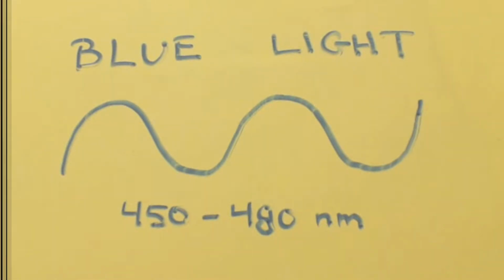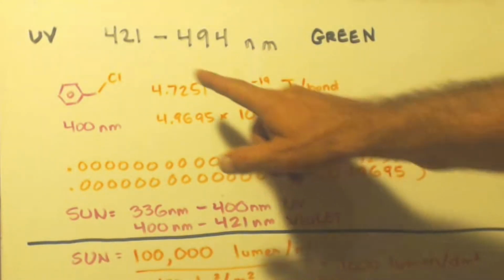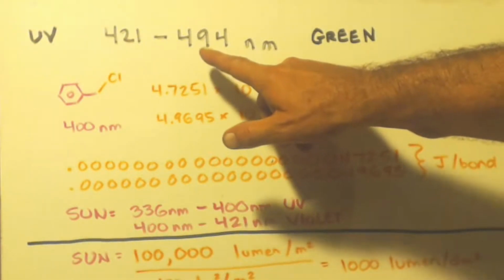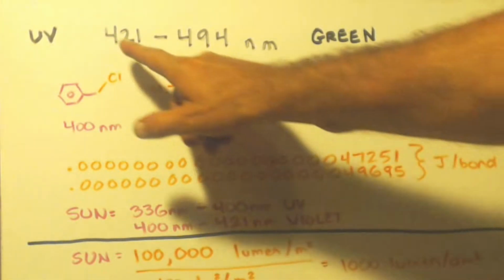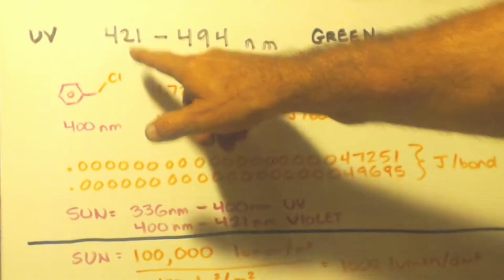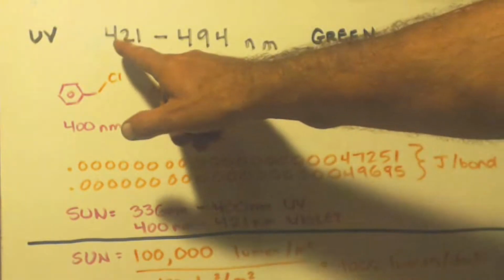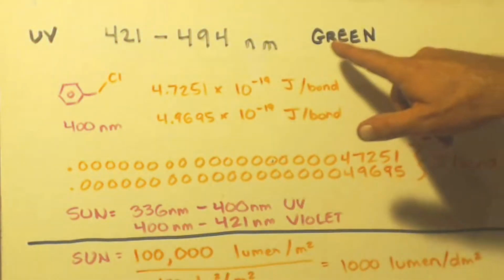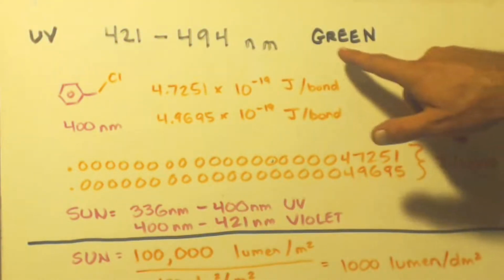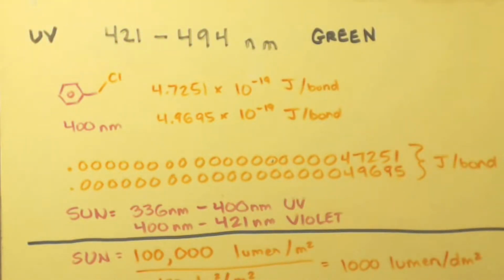But I want you to look at this. Here's what we need, right? 421 to 494. This is green light. This is blue light, I think. It might actually be violet, I don't know. But up here would be your UV, and this would be green and all your longer wavelengths, like orange, yellow, and red and all that.